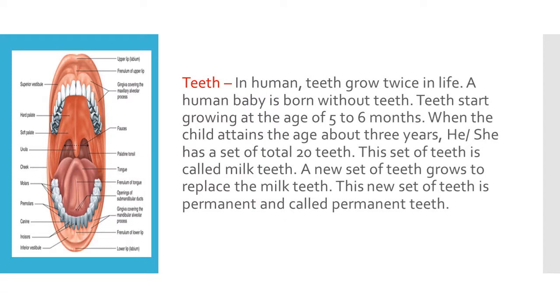Teeth. Here you can see the picture also. In humans, teeth grow twice in life. A human baby is born without teeth. Teeth start growing at the age of 5 to 6 months. When the child attains the age of about 3 years, he or she has a set of a total of 20 teeth. This set of teeth is called milk teeth. A new set of teeth grows to replace the milk teeth. This new set of teeth is permanent and called permanent teeth.